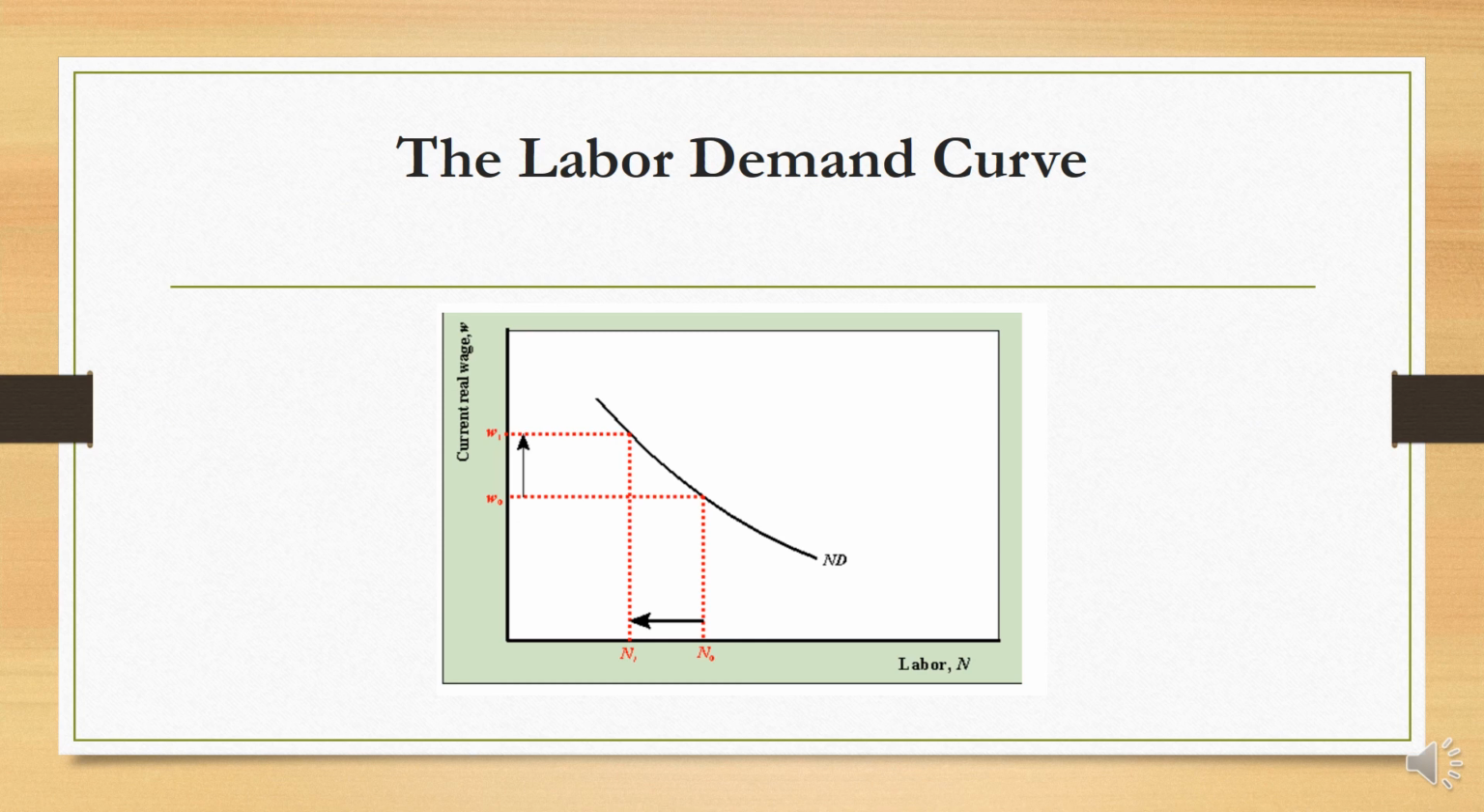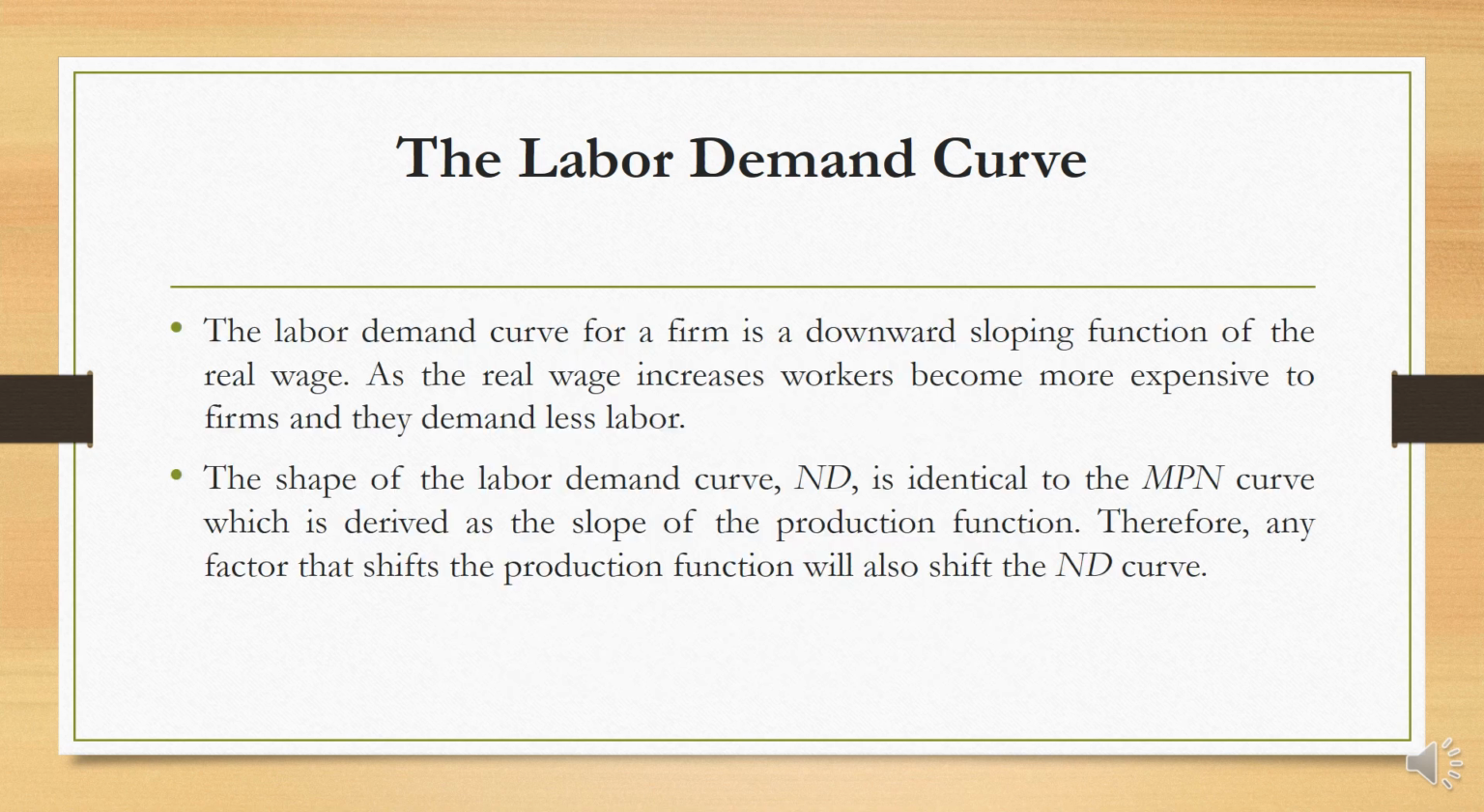Now look at the labor demand curve. On the x-axis is the labor demand and the vertical axis is the current real wage rate, and the labor demand curve ND is negatively sloped. So the labor demand curve for a firm is a downward sloping function of the real wage. As the real wage increases, workers become more expensive to firms and they demand less labor.